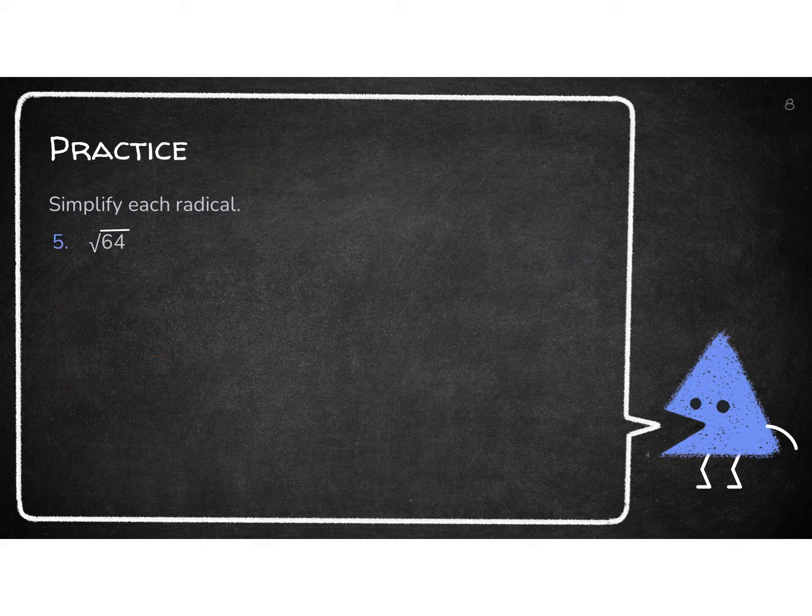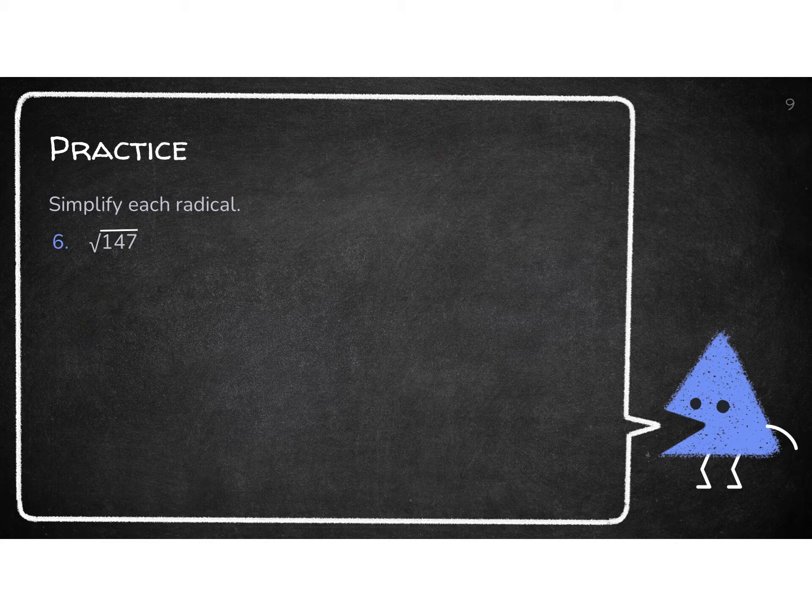Couple more here. Number 5, I have 64. Square root of 64, 1, 4, 9, 16, 25, 36, 49, 64. There's 64, you guys. It's in my list. It's the 1, 2, 3, 4, 5, 6, 7, 8th number. So square root of 64 is 8, and I'm just done.